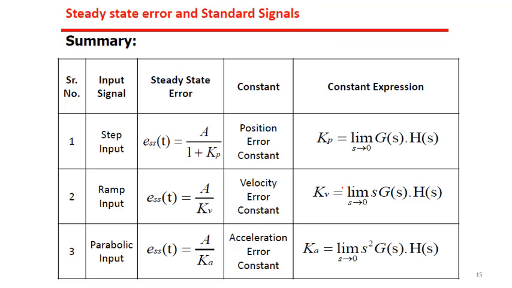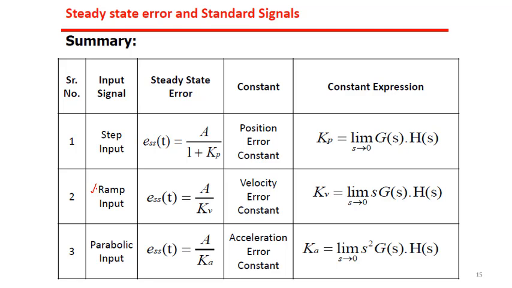Let's summarize the steady state error for the different input signals. First, for the step input, the steady state error is given as e_ss as a function of t equal to A divided by 1 plus Kp, where Kp is the proportional error constant, and the expression for that is Kp equal to limit s tends to 0 of the product of the open loop transfer function G(s) into H(s).